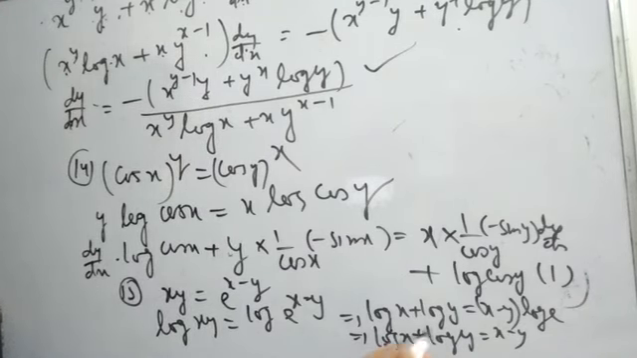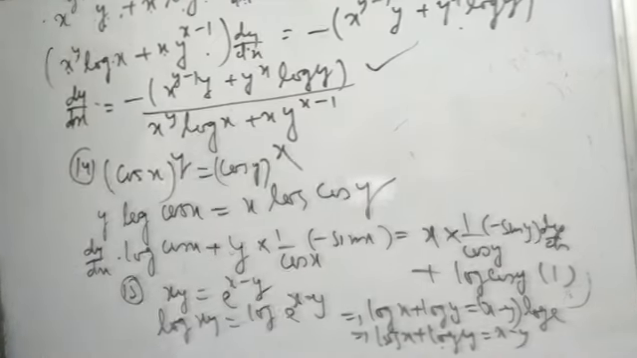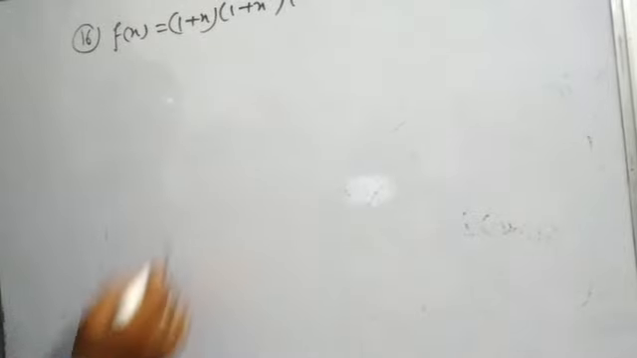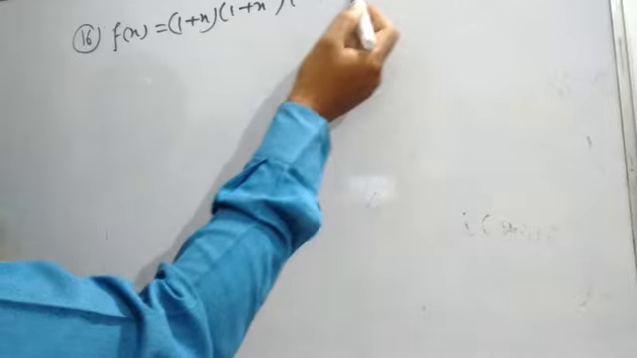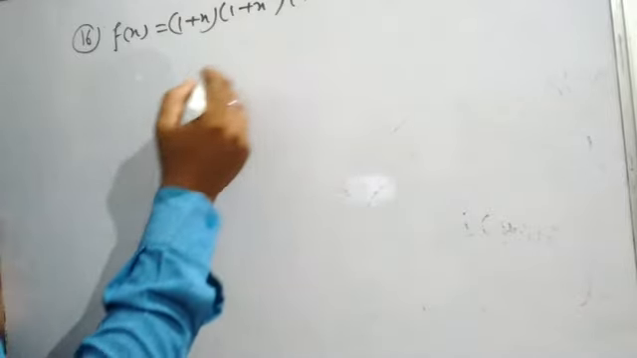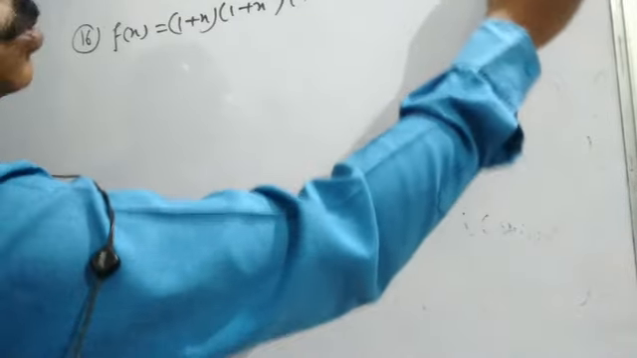That is log x gives 1 by x, log y gives 1 by y dy dx, x derivative 1, then minus y, that is equal to dy dx. Take dy dx one side, then easily you will get the answer. So now question number 16, f of x is given as 1 plus x into 1 plus x square into 1 plus x to the power 4 into 1 plus x to the power 8. So we have to find f dash 1.